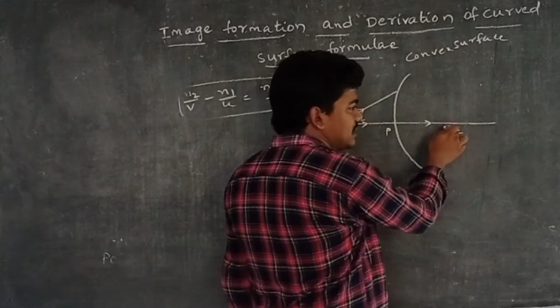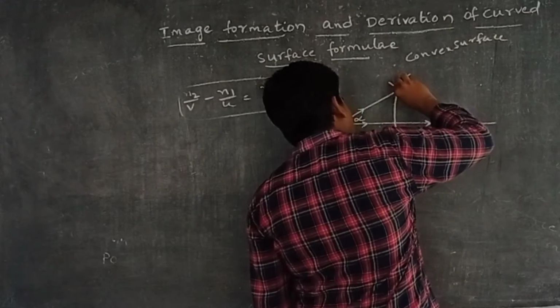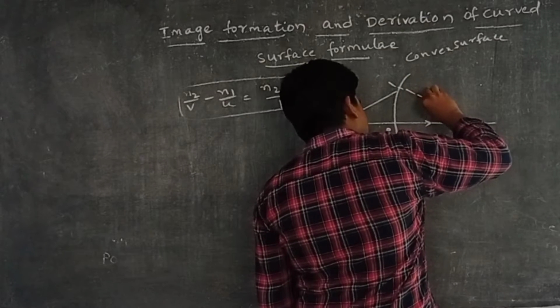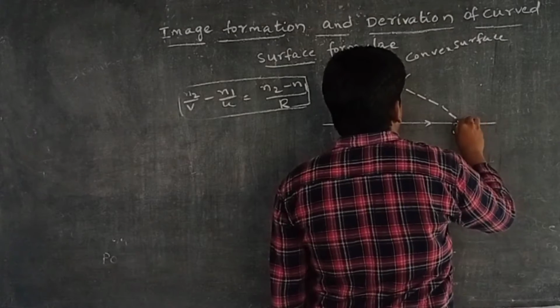This one is said to be the center of curvature. From this particular point, we have to draw a normal like this. This one is said to be the normal.